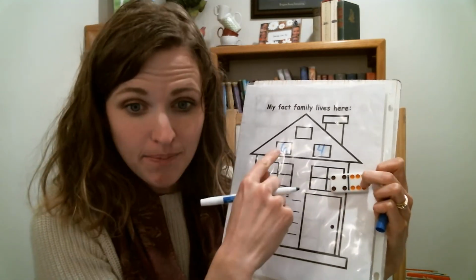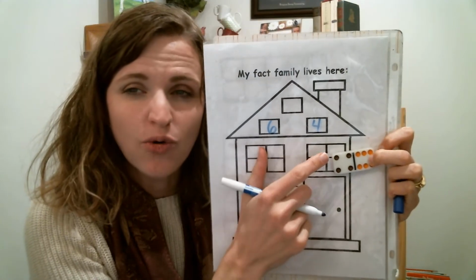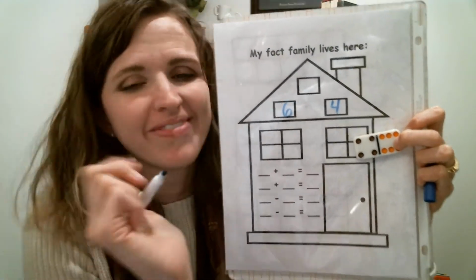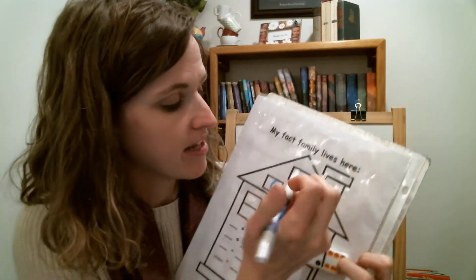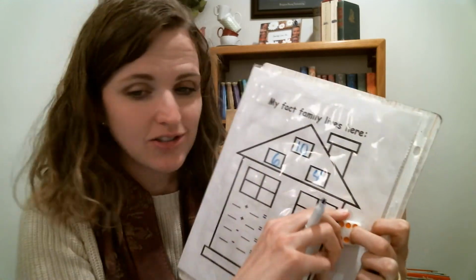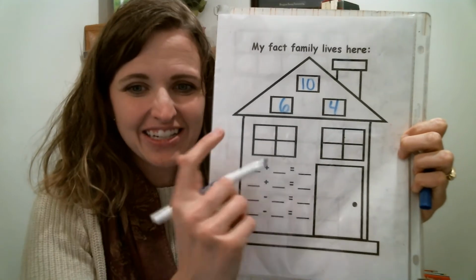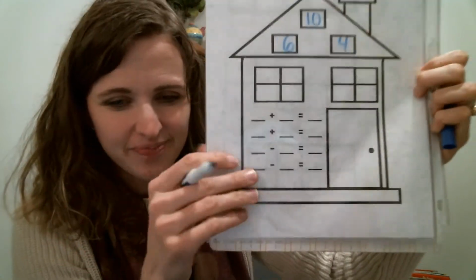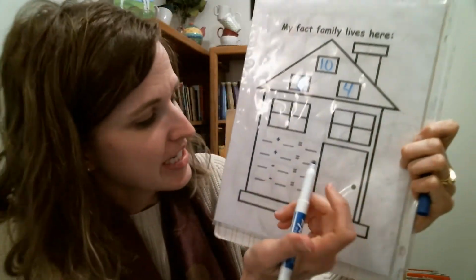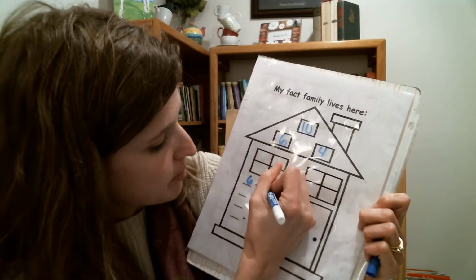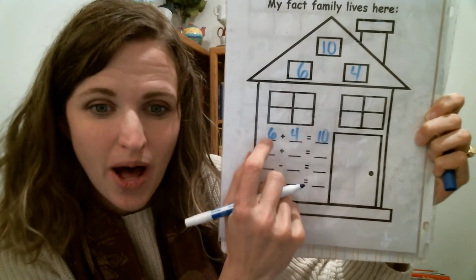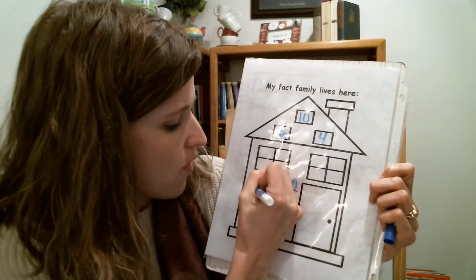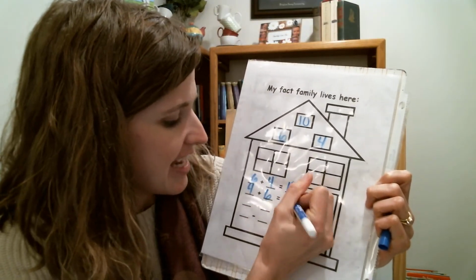I can add them. Maybe you know this fact. 6 plus 4 equals, if you don't know, you can count. 6, 7, 8, 9, 10. 10. Those are my numbers. 6, 4, and 10. I'm going to write 2 addition facts. 6 plus 4 equals 10. Now I swap it. 4 plus 6 equals 10.